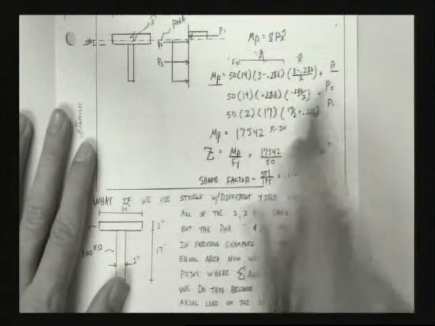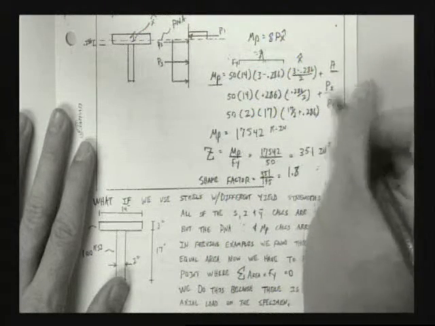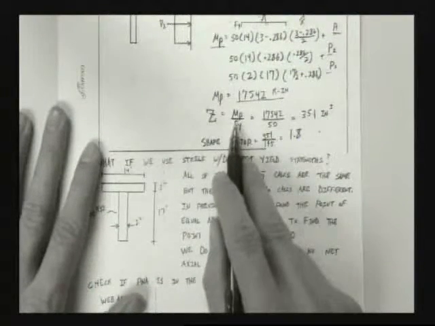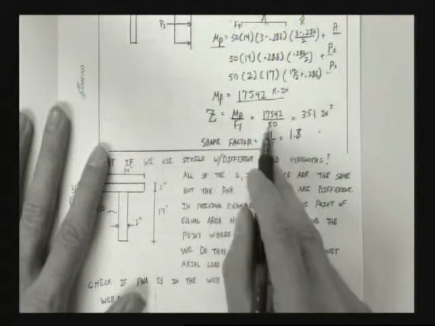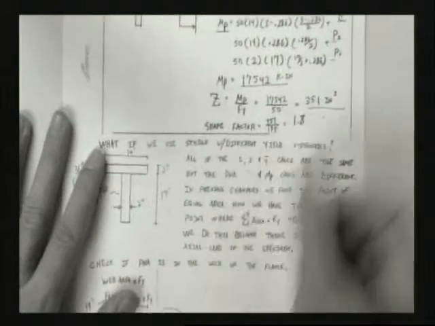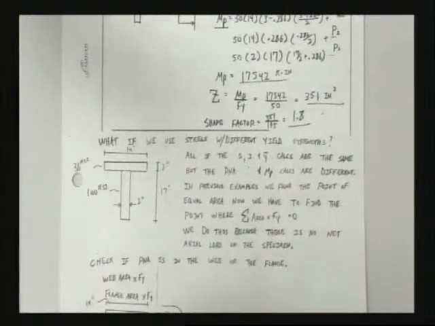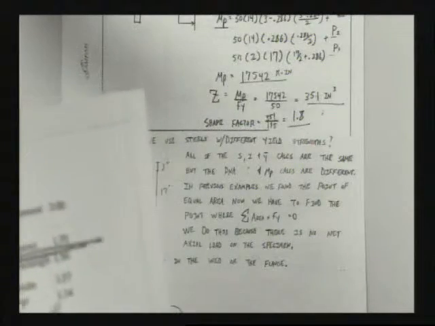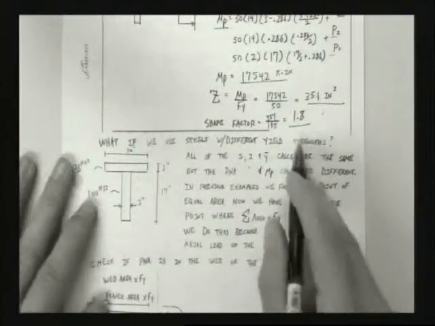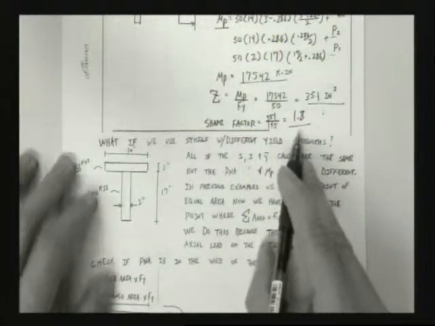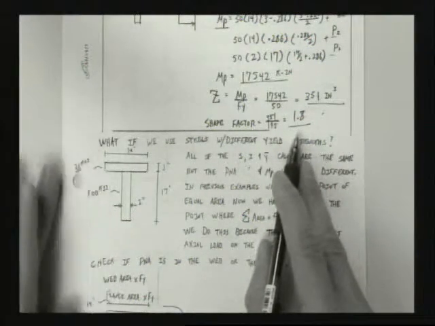Okay, so summing all these up. That's for P1. That's for P2. That's for P3. I find M sub P. I take Z. Z is M sub P over Fy. Find 351 inches cubed. I calculate my shape factor. I get 1.8. Was that on that table? Nope. Wasn't. 1.8. And that's the shape factor you get when you have T's. Typical T's. T's that have similar proportions.